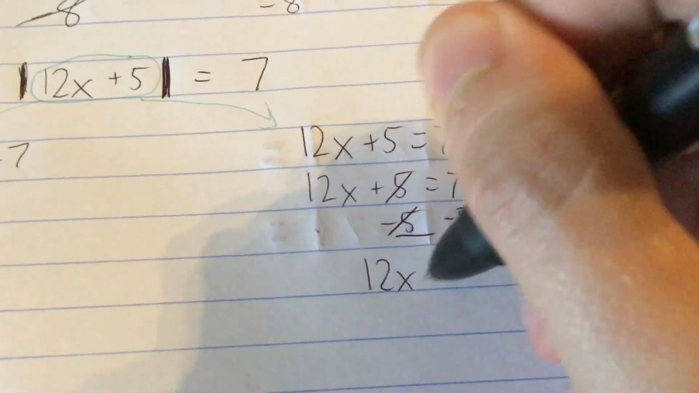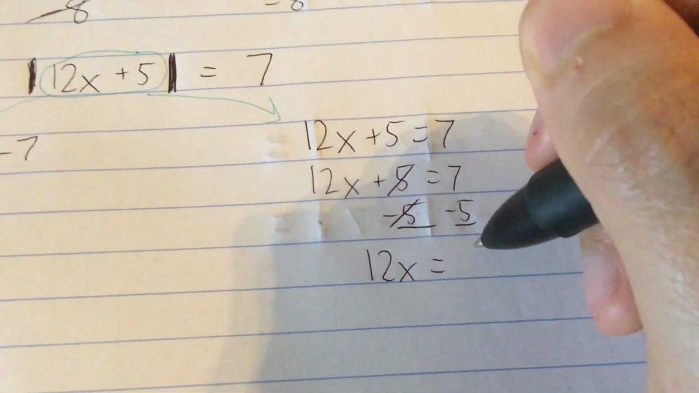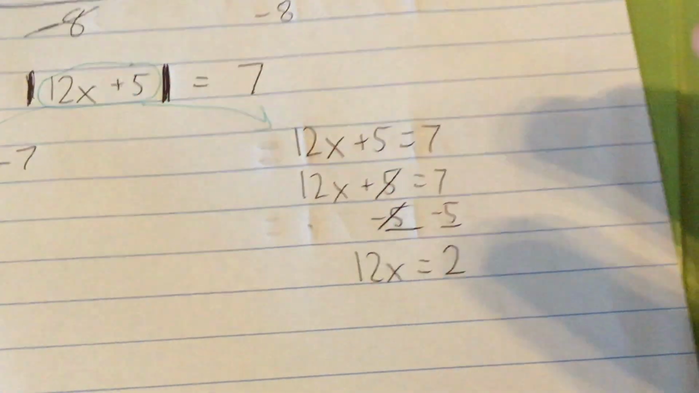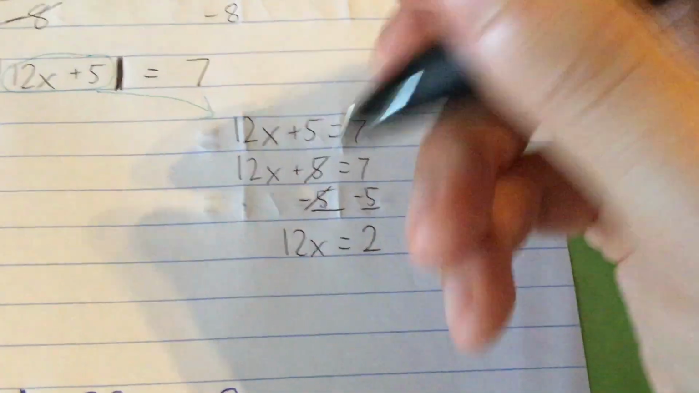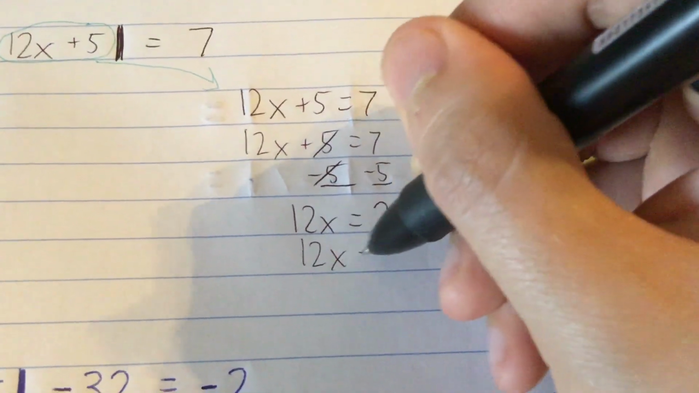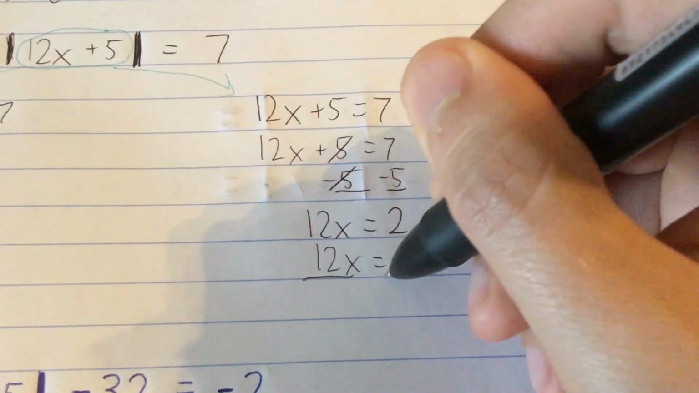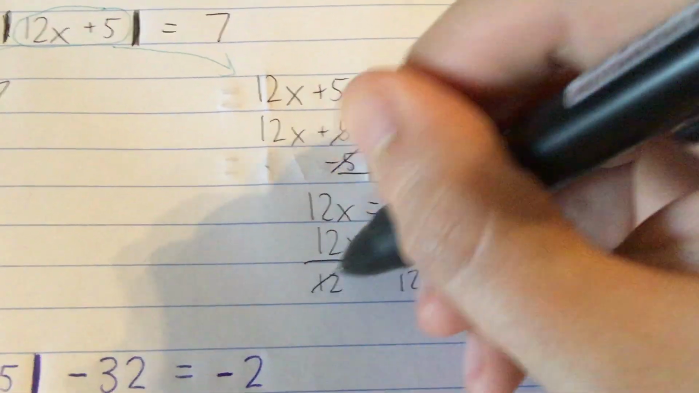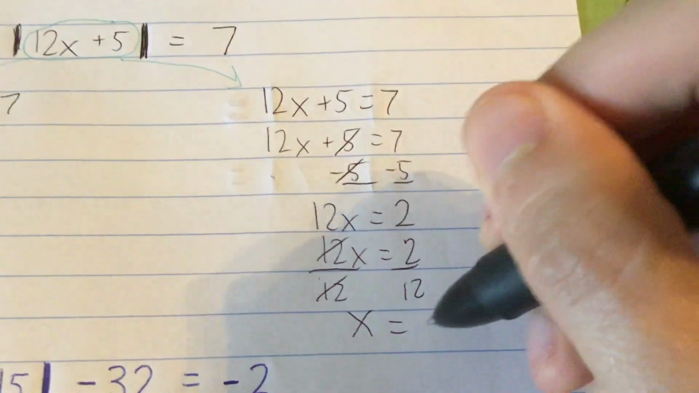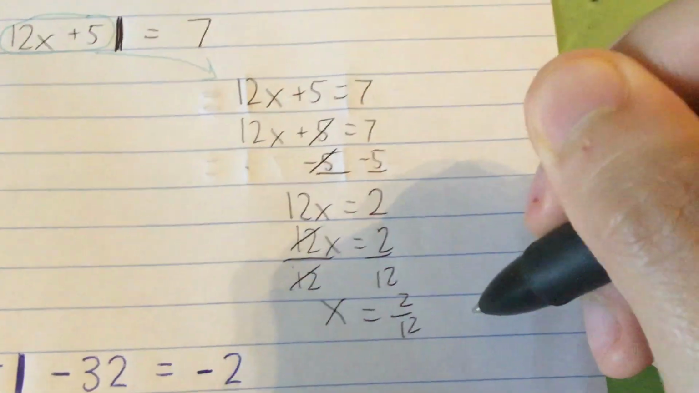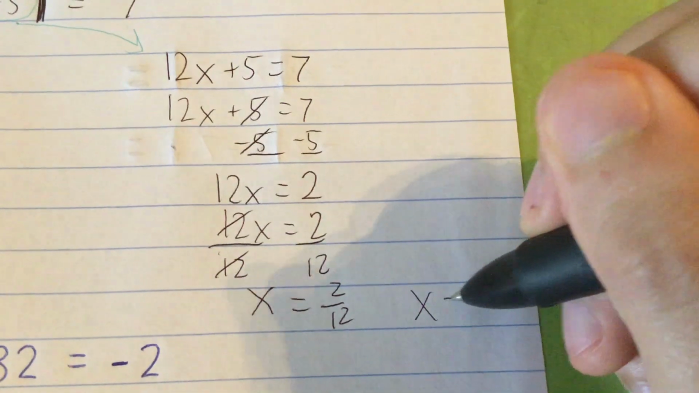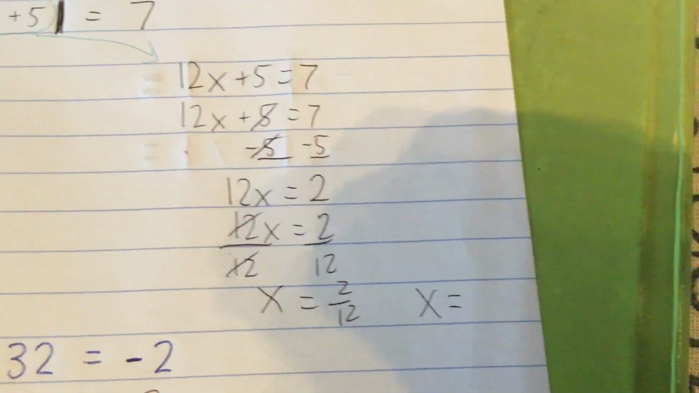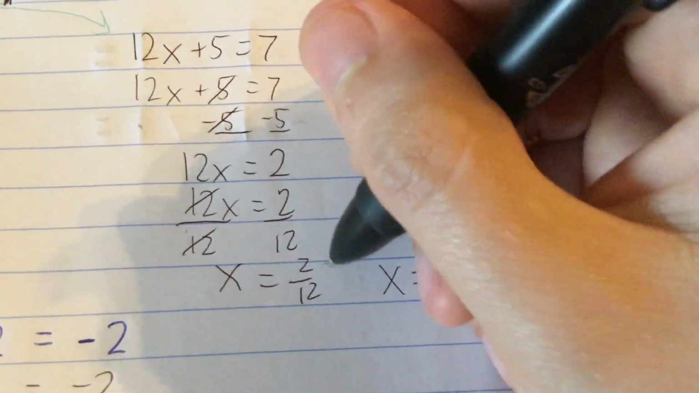And now 12x is equal to 7 minus 5, which is 2. Now I'm going to divide both sides by 12, and x is equal to 2 over 12. But what does that mean? I need to reduce this by dividing the top and bottom by 2.